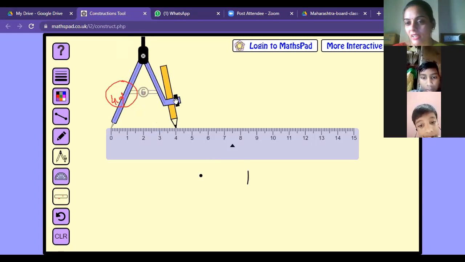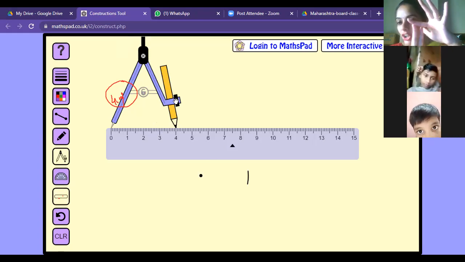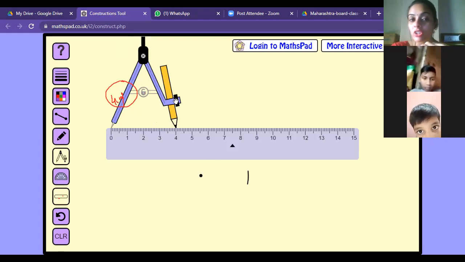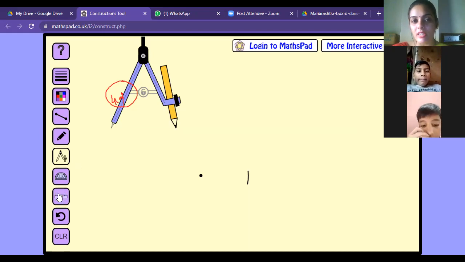4 centimeter. Understood how to take 4 centimeter? Yes. Clear how to, this is your compass. In the compass you have to put a pencil. Then the pencil and the compass, we have to see both are aligned or not. Then we have to place it on the scale, and what measurement have I taken? I have taken 4 centimeter. Okay. Then I have taken in the compass 4 centimeter.